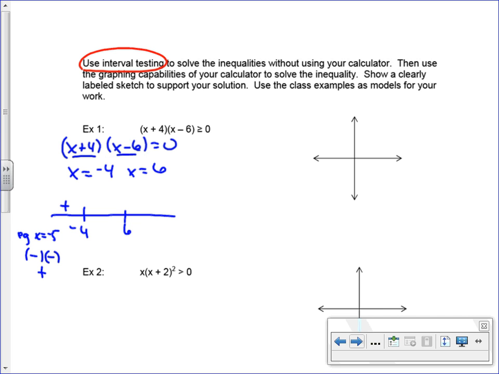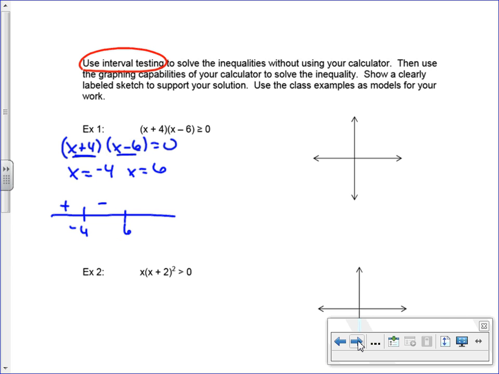And you test a number in between -4 and 6. A nice number is 0. You plug in 0 here. 0 plus 4 is positive. 0 minus 6 is negative, and a positive times a negative is a negative. You do not have to show all of this work. This that I'm erasing right now can be done in your head.